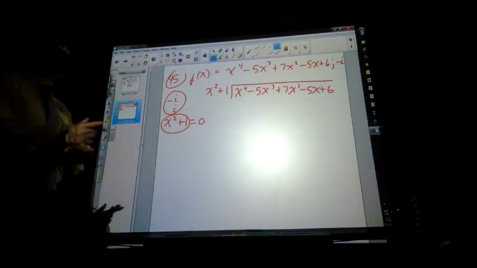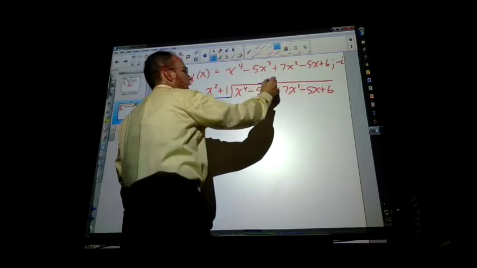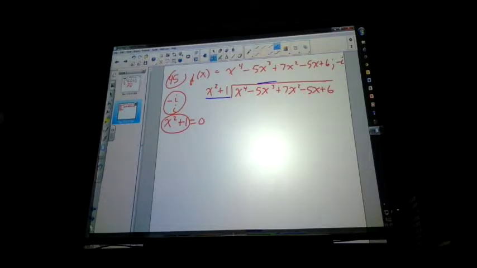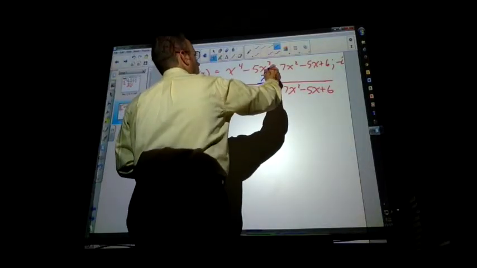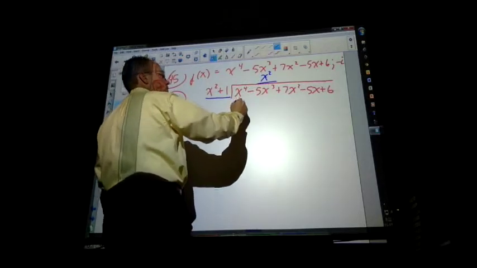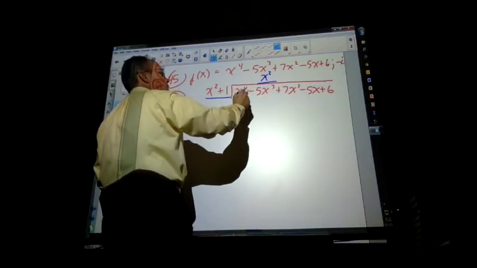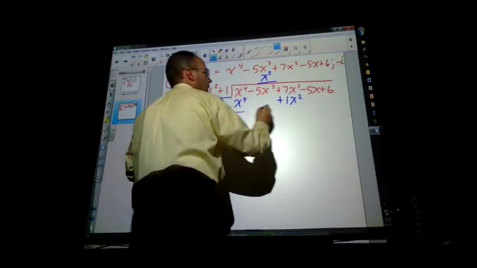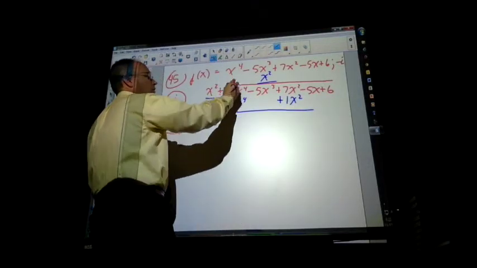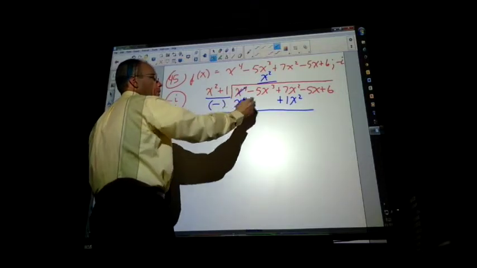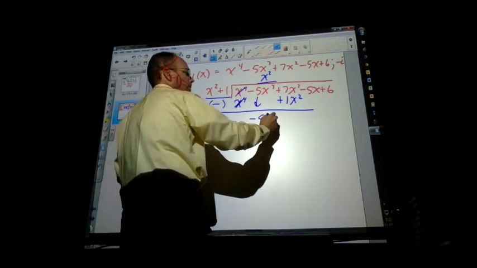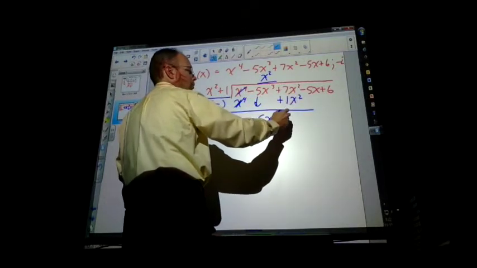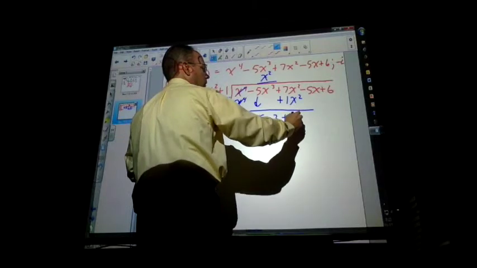So let's go ahead and divide it. I'm dividing by two terms, so I'm going to start right here. What do I have to multiply times x squared to get x to the fourth? X squared. So I'm going to distribute that. X squared times x squared is x to the fourth. X squared times 1 is 1x squared. I'll just line those up. Remember, I'm subtracting these, so those are going to cancel. This needs to come down. And then I'm going to add or subtract those. 7x squared minus x squared is plus 6x squared.